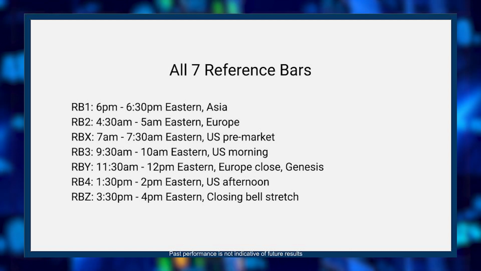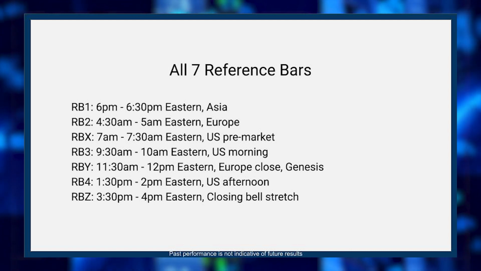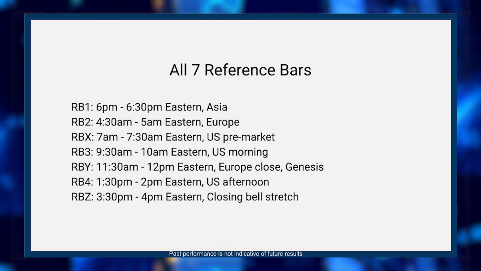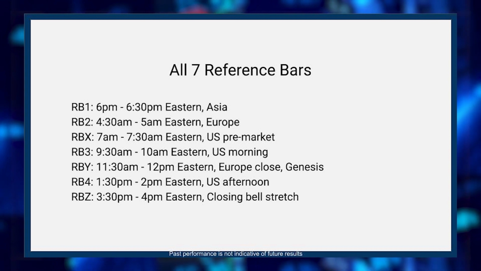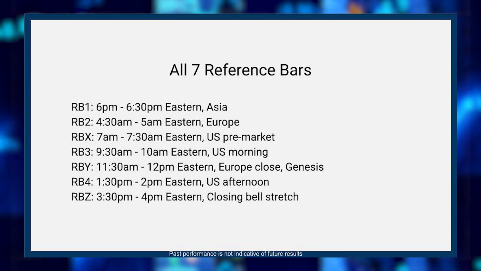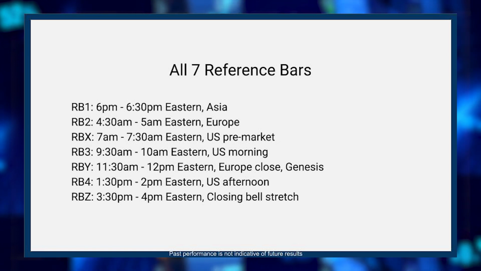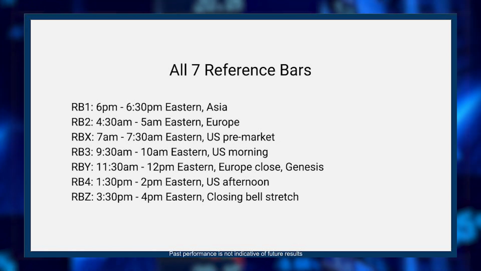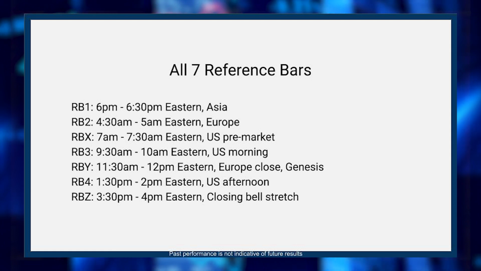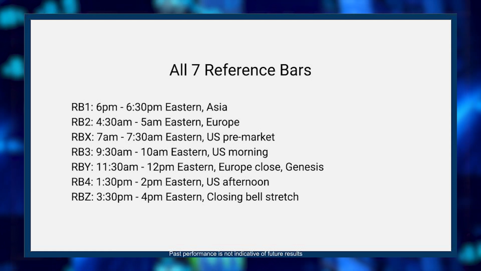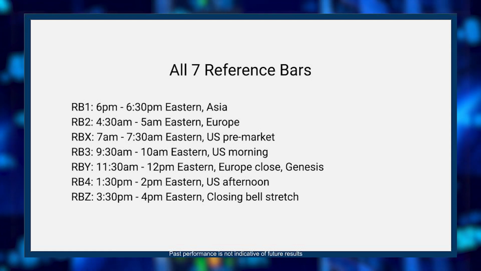11:30 to 12 is what we call the Genesis bar. This is where Europe closes. 1:30 to 2 is either our reversal or acceleration bar. I call it lunchtime in America, from 1:30 to 2. And then finally, we close up the day at 3:30 to 4. This is the closing bell and leads us into the next cycle in Asia.